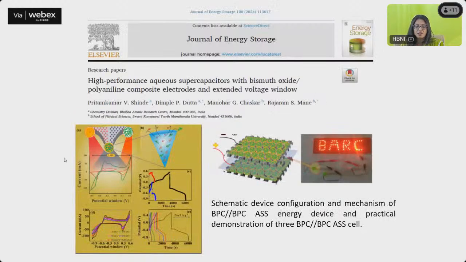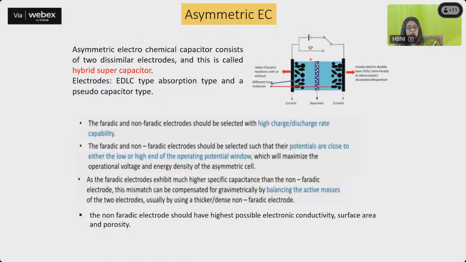So this is a kind of work which has been reported over here, where you are improving the voltage window using bismuth oxide and polyaniline composite electrodes. Very recent work where these kinds of capacitors have been used to illuminate various kinds of devices, as you can see over here. So this is a very hot field of research which is going on.